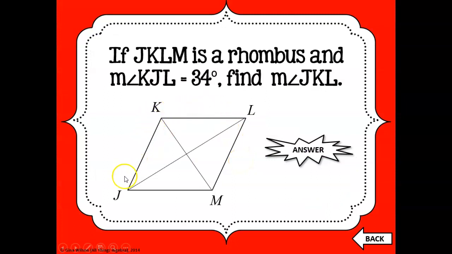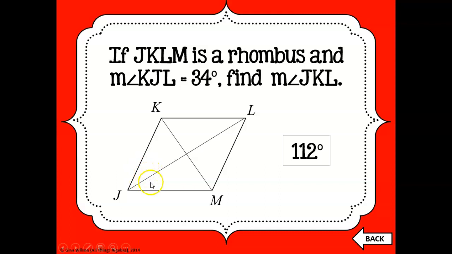All right, if KJL is 34 degrees, find JKL. All right, pause it, do it, and the answer is 112. If this little piece is 34, then that piece is 34. All right, I'm going to try this. It's going to go poorly, but I'm going to try it.